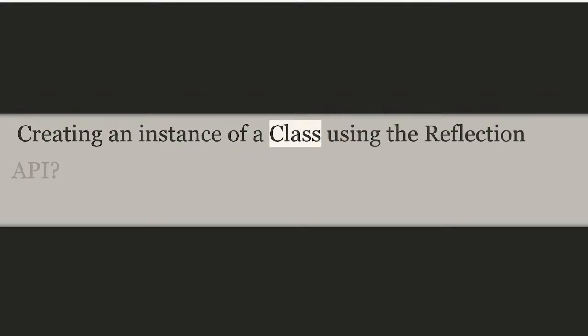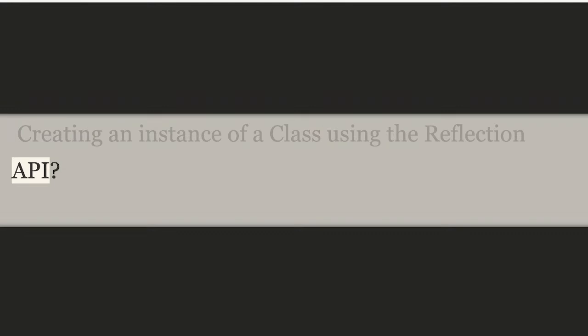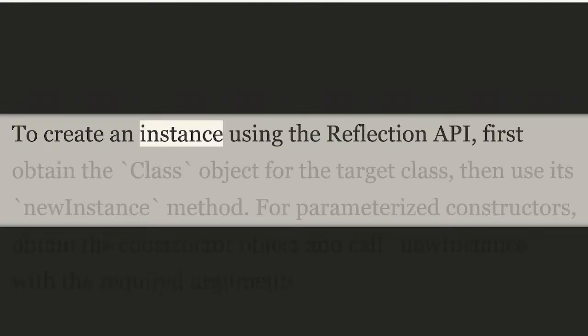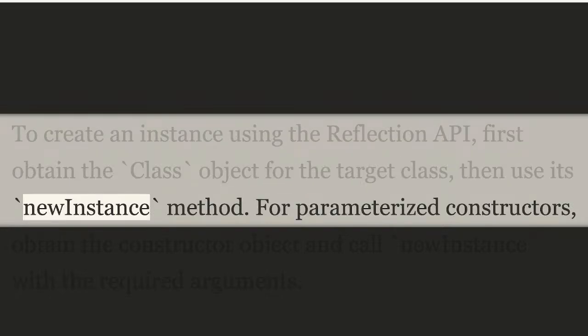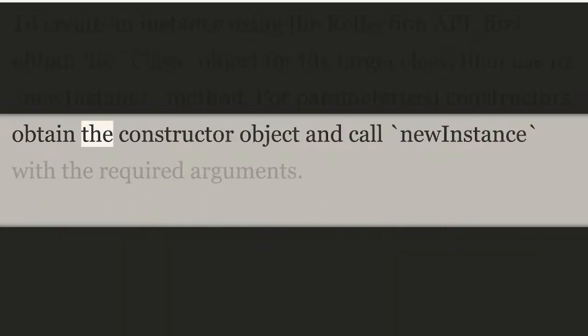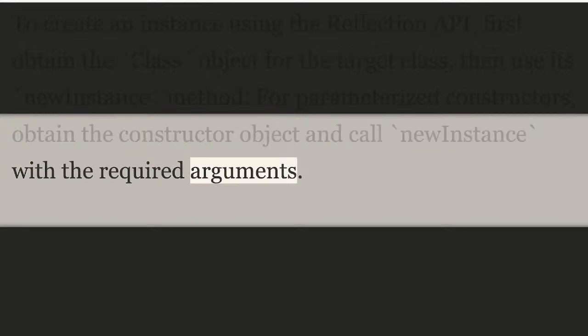Creating an instance of a class using the Reflection API? To create an instance using the Reflection API, first obtain the class object for the target class, then use its newInstance method. For parameterized constructors, obtain the constructor object and call newInstance with the required arguments.